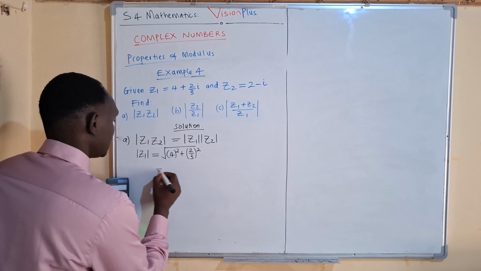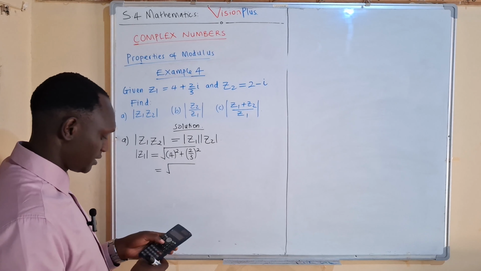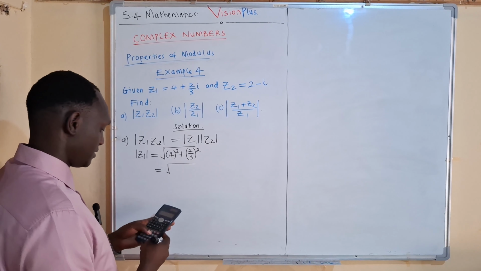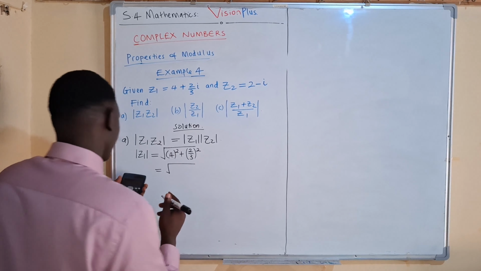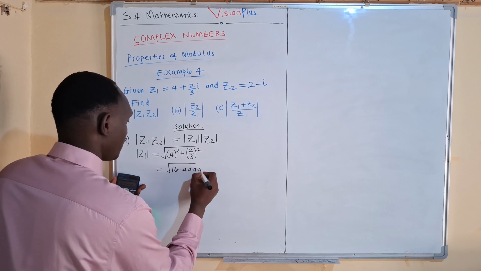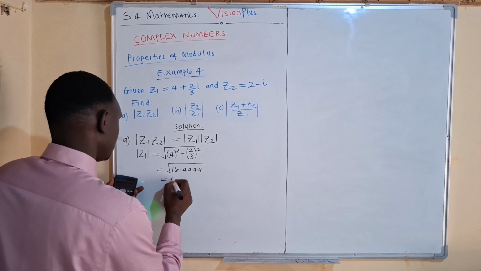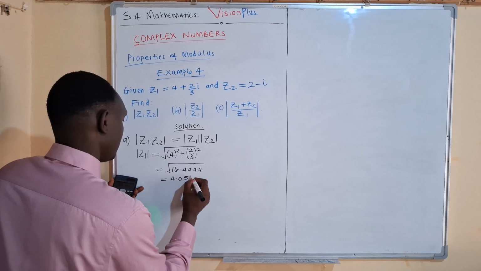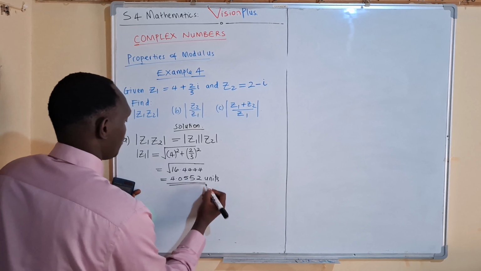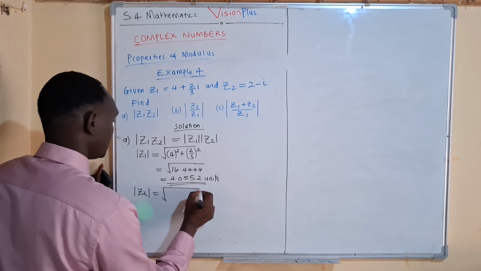What is 4 squared? 16. 16 plus 2 divided by 3 squared is 4 out of 9, plus 16. We press the calculator. It's giving me here 16.4444 to 4 decimal places. And then you find the square root of that value, giving us 4.0552 units. This is the magnitude of Z1.